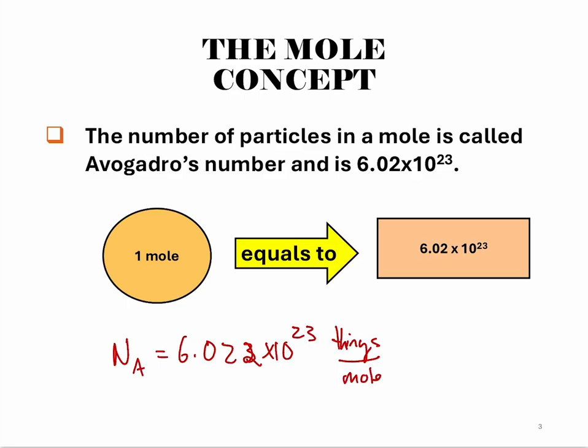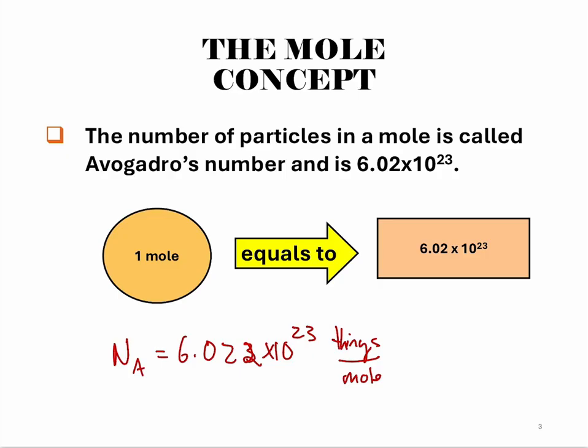All right, what do I mean by things? Well, that can be anything that we're looking at. We can have a mole of students. That means there would be 6.02 times 10 to the 23 of you. A mole of planets, which would be probably more than all the planets in the observable universe. A mole of solar systems, which would be more than the observable universe's solar systems that exist.